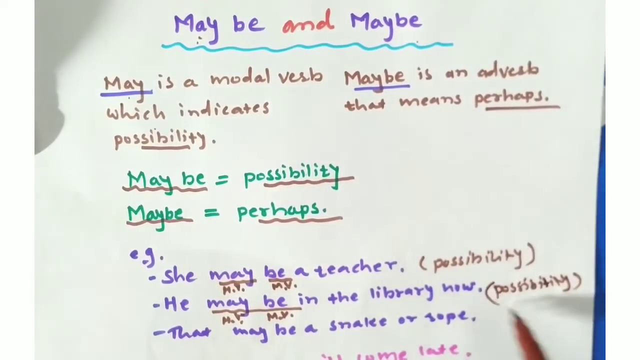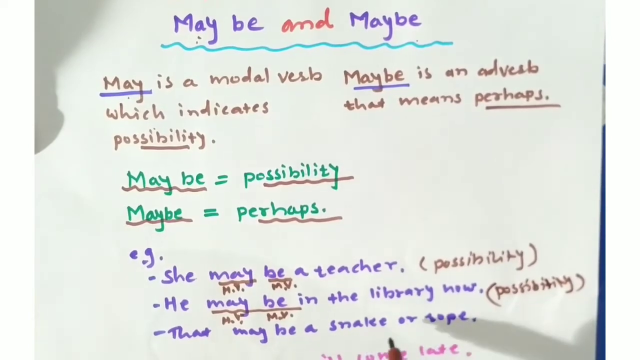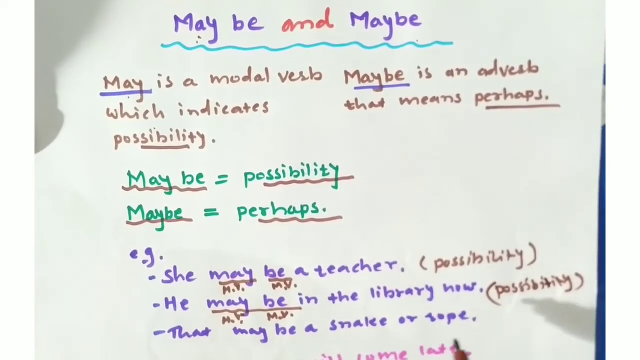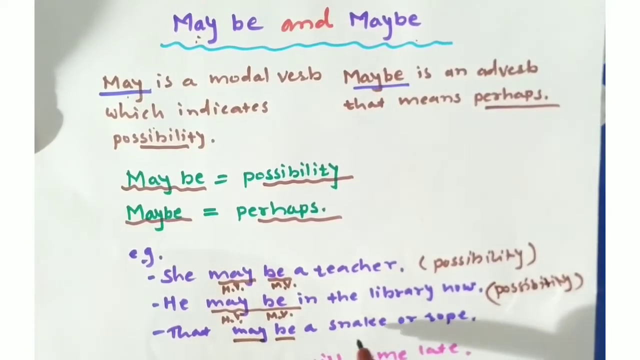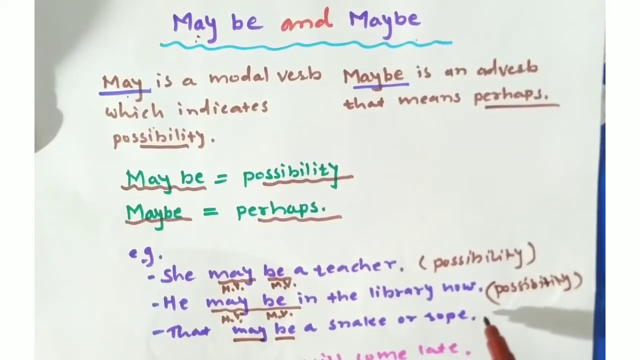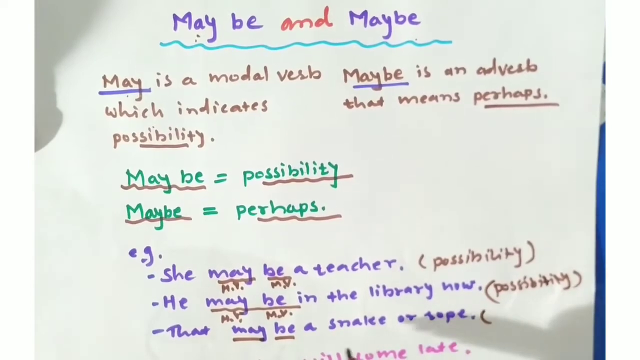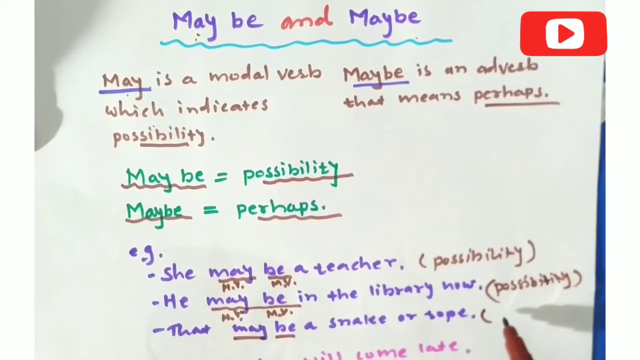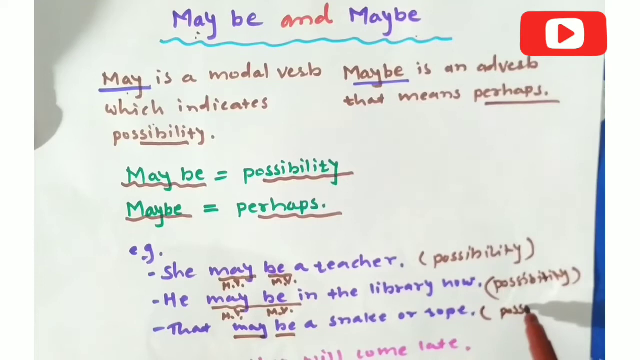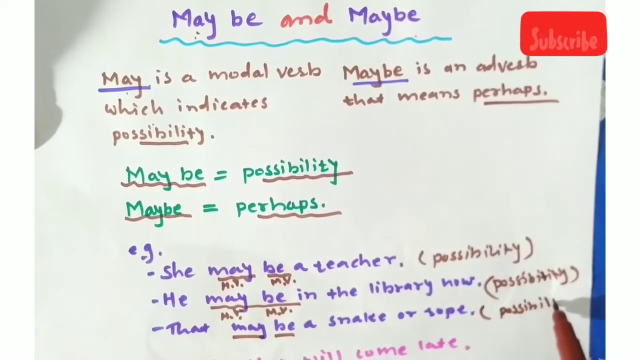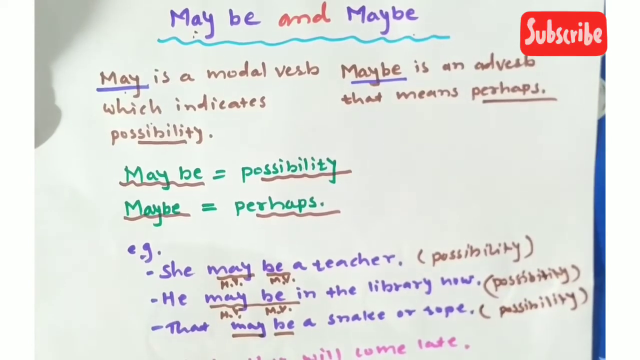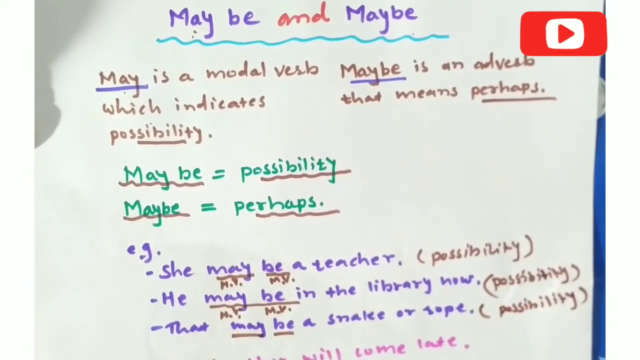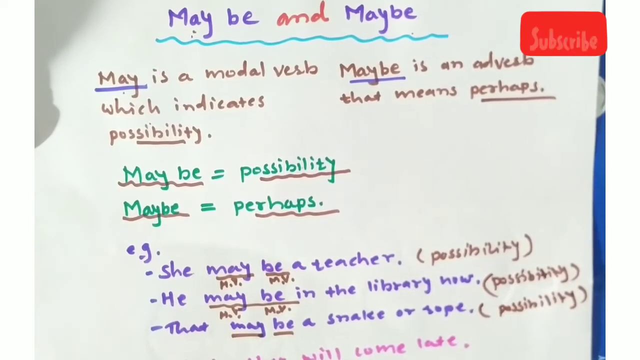That may be a snake or a piece of rope, right? "May" is separate and "be" is separate. Again here, this "may" denotes possibility, not certainty, but possibility. It may be either a snake or a piece of rope. It is just a possibility. It expresses possibility, right?